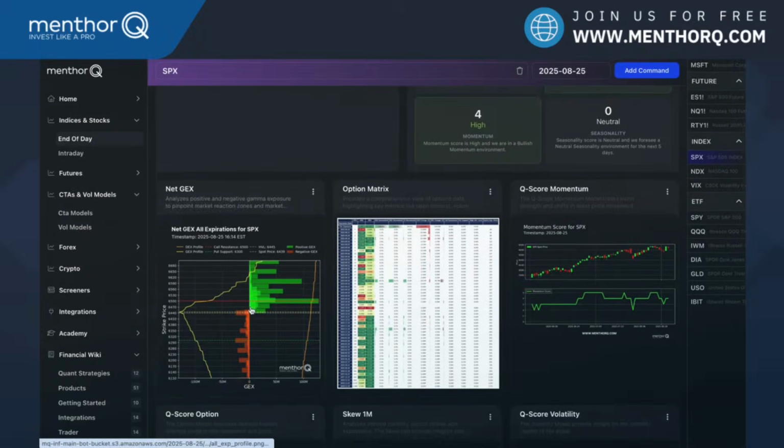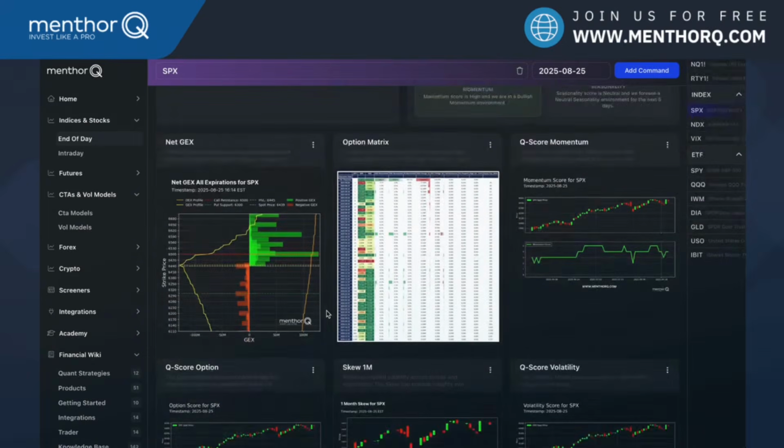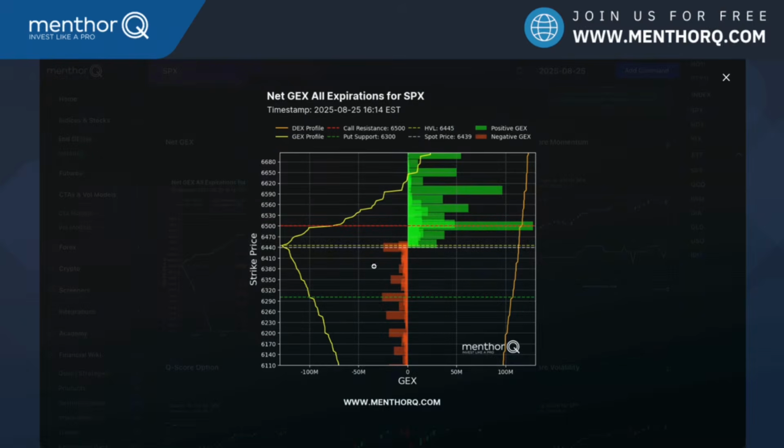The next step is, of course, looking at the net jacks. So I want to see where the big areas are. Obviously the market is targeting this 6,500 level. You see here the big, wide core resistance level. And clearly our support level is 6,300, right?